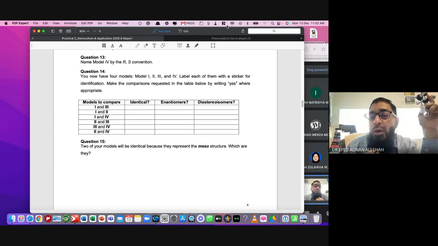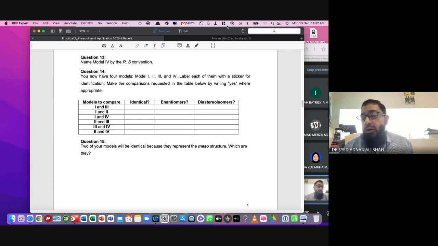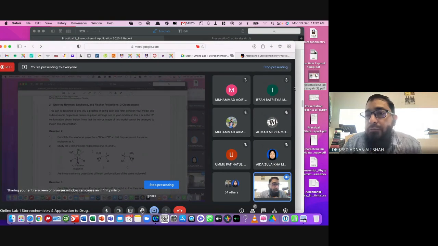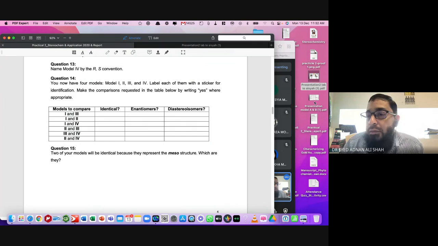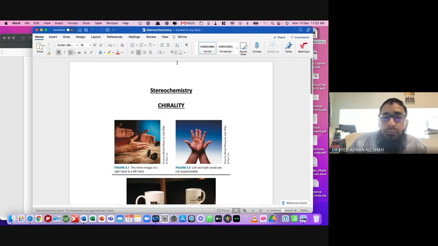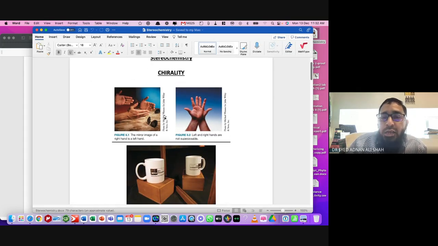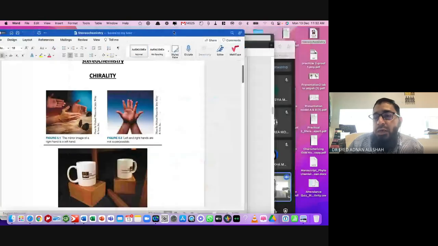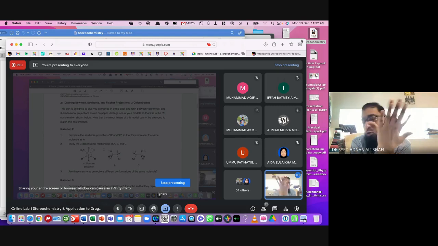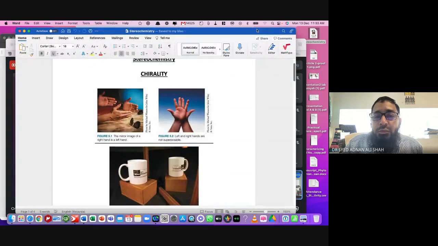What is a meso compound? I told you that meso compounds are molecules which have a plane of symmetry. So maybe I can give you an example. Chirality, I already explained. The best example of chirality is our hands, right? These are our hands. They are enantiomers. They are non-superimposable mirror images. So they are chiral molecules.